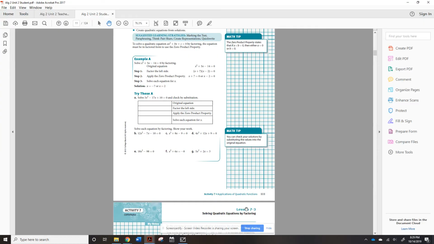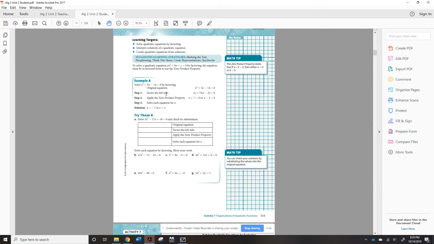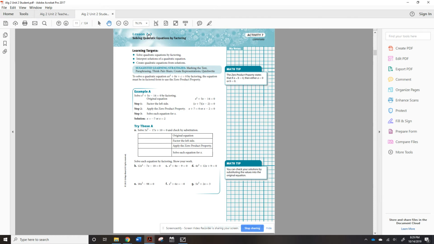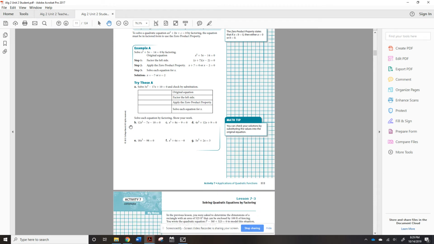Okay, so I'm on page 111. I'm doing exercise 7-3. It is exactly what we did in class, the previous lesson. Notice the only difference here is we have a quadratic and we have an equal sign that is different and it's equal to 0. So the directions also have changed.